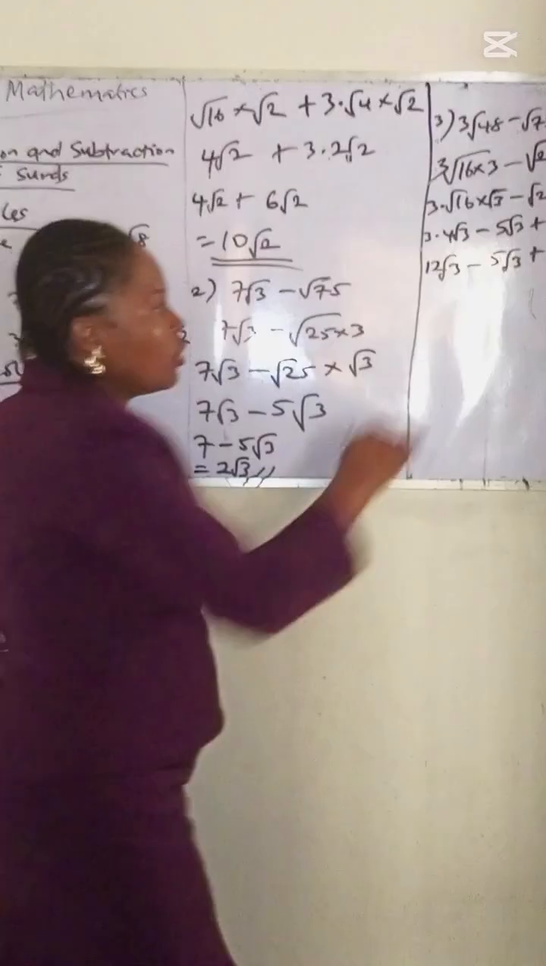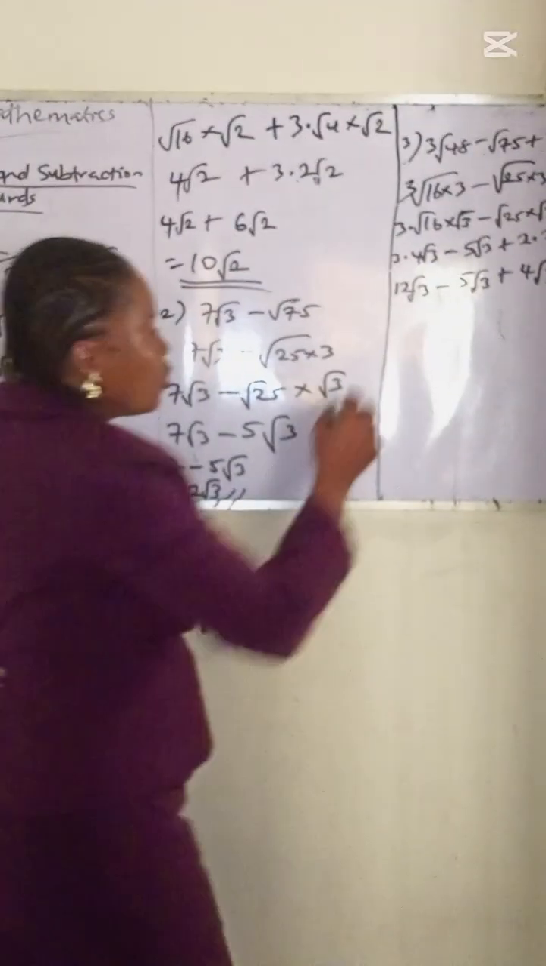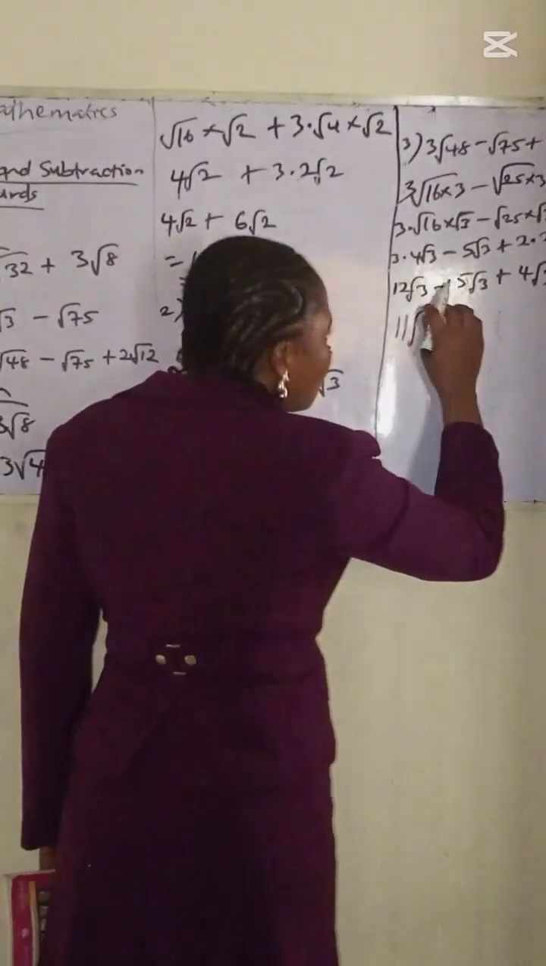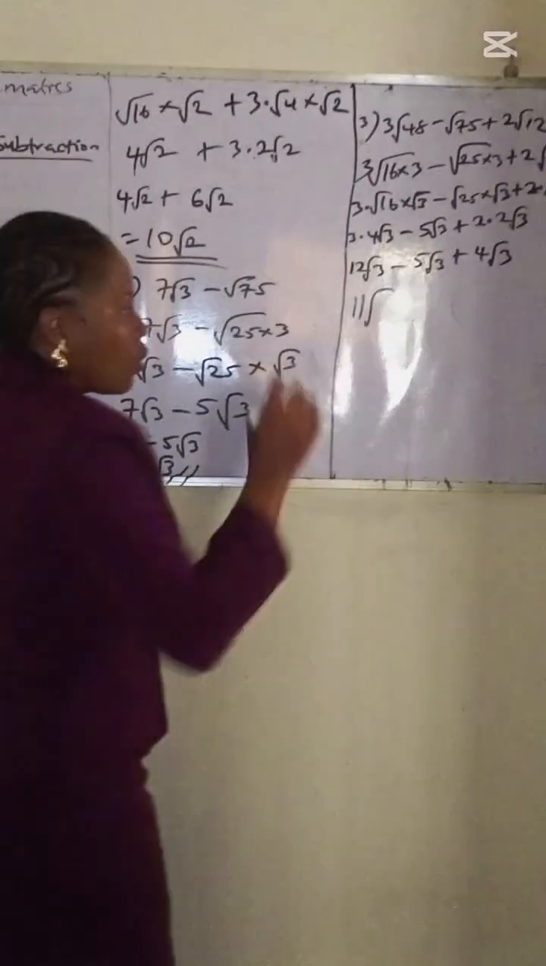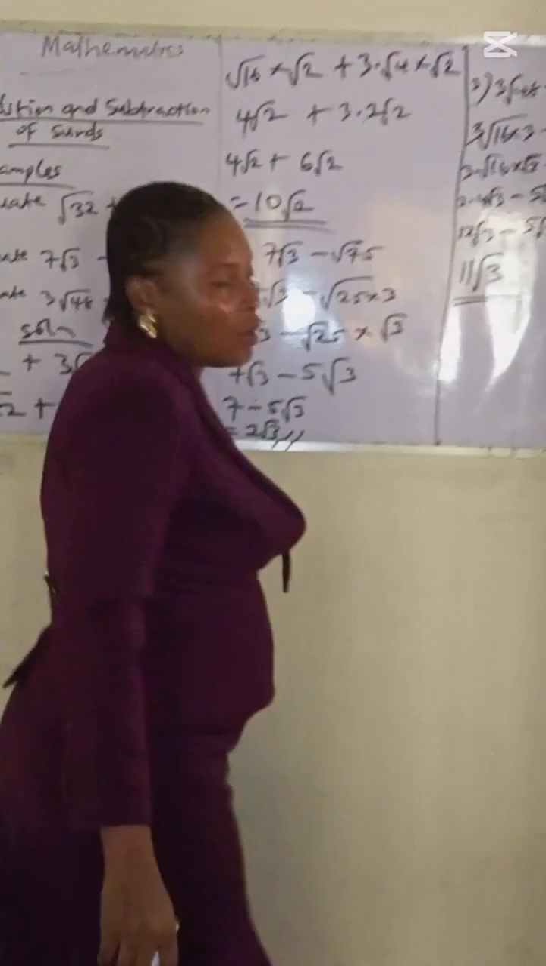Is that not? So 7 plus 4 will give us what? 11. So we have this as what? 11. So the surds are the same, so I'm going to pick one of it, which is the √3, 11√3. So this is our answer.